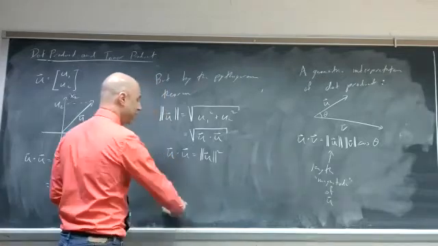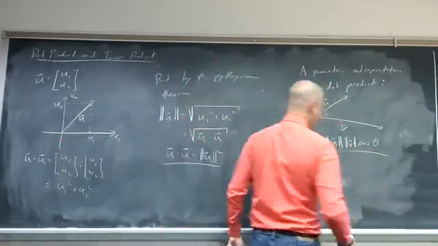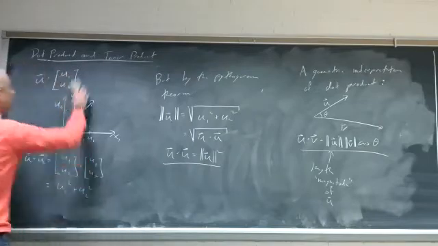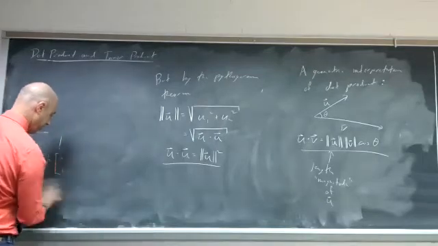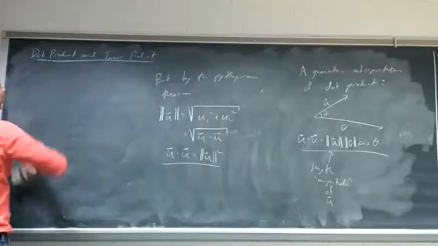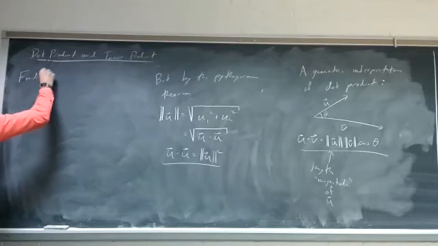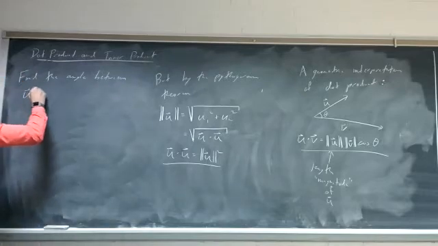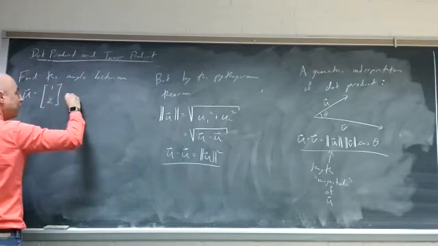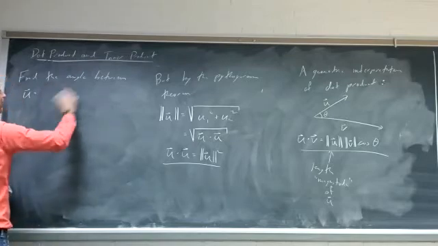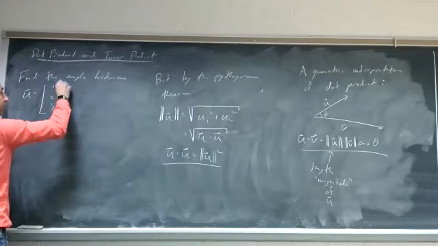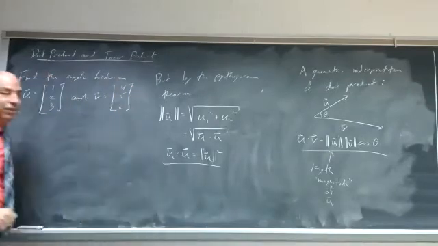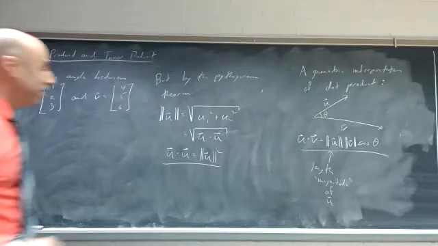So let's just practice with that and this. I think I want to leave both of those on the blackboard, which means we have to erase this. So find the angle between U equals the vector 1, 2, 3. Now let's do it in R3. And V equals the vector 4, 5, 6. So we want this theta.